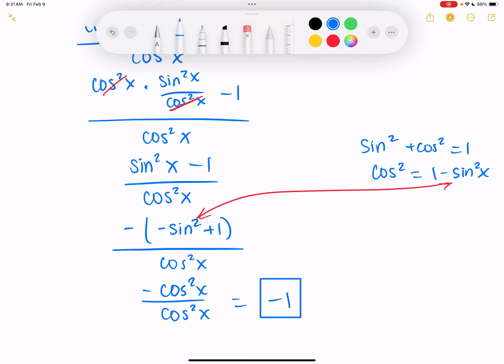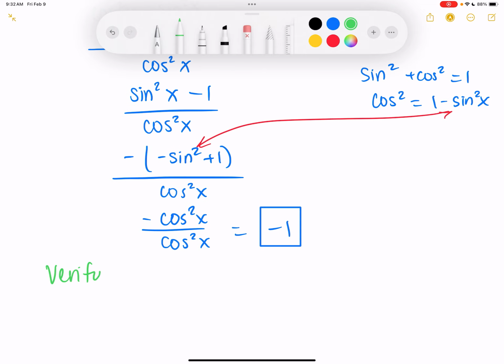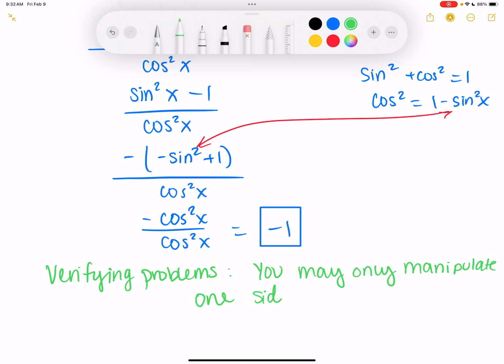All right, any other questions about the ones you had yesterday for homework? If not, I'm moving on to verifying, which shouldn't take that long. It's only a few problems. All right, for verifying problems, you may only manipulate one side. So in all of these problems, you're going to be manipulating the left, leaving the right side alone.